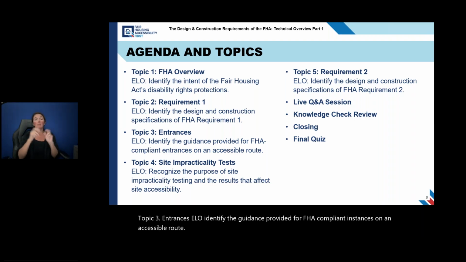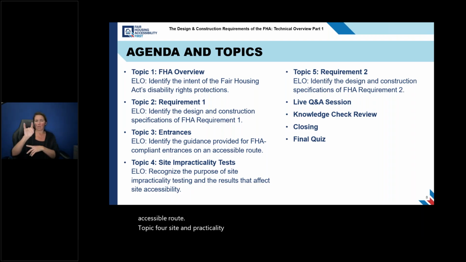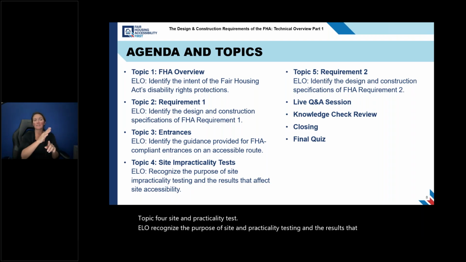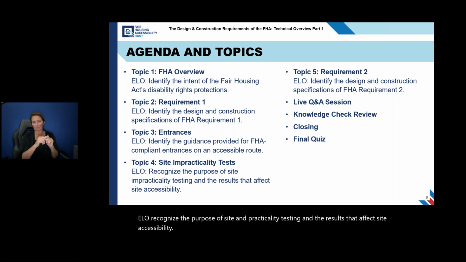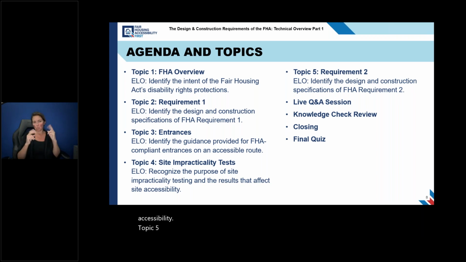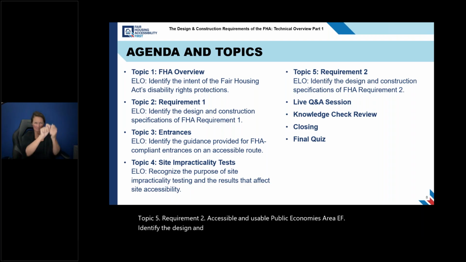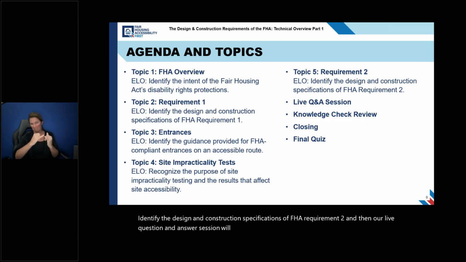Topic 4, site and practicality test. ELO, recognize the purpose of site and practicality testing and the results that affect site accessibility. Topic 5, requirement 2, accessible and usable public and common use areas. ELO, identify the design and construction specifications of FHA requirement 2. And then our live question and answer session will follow. We'll have our knowledge check review. We'll close the training for the day, and you'll be able to take your final quiz.